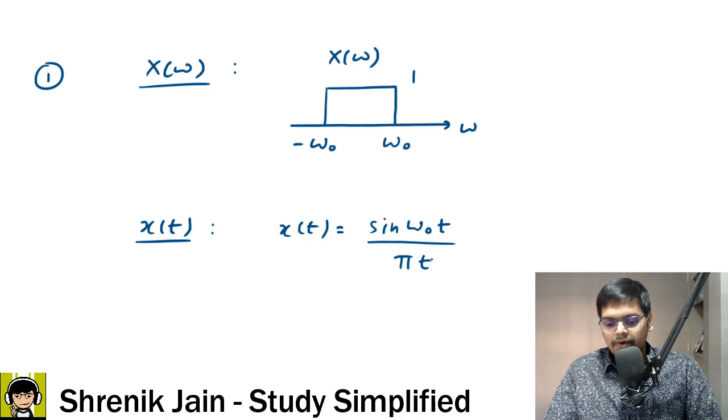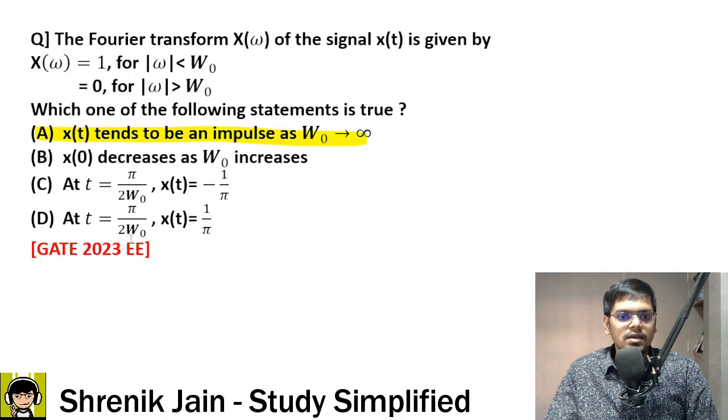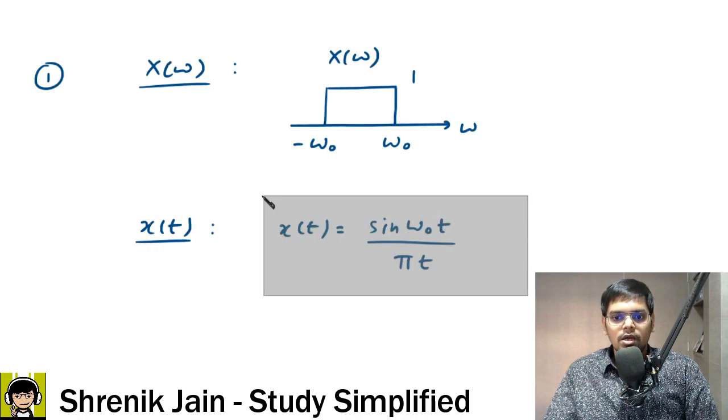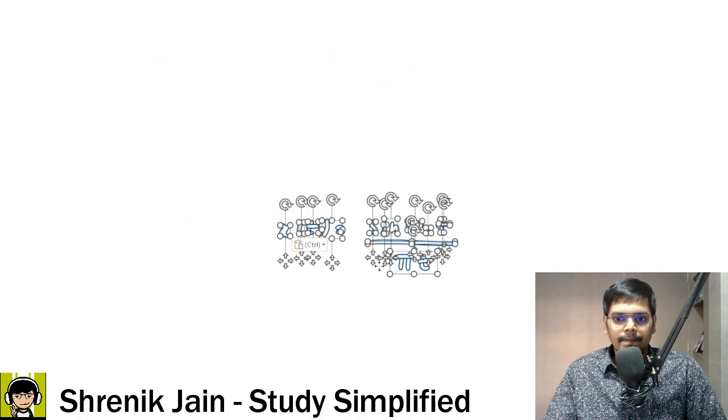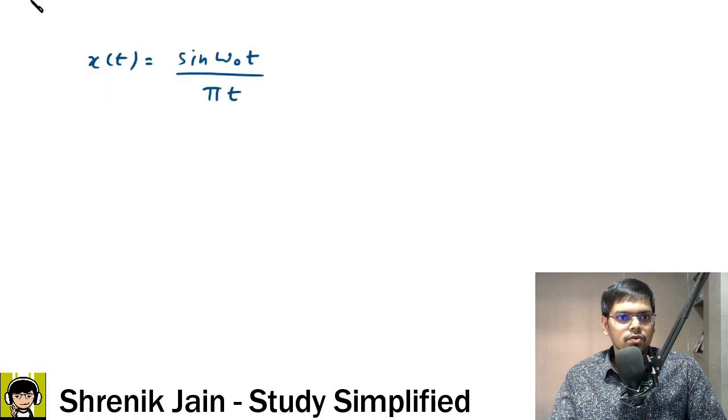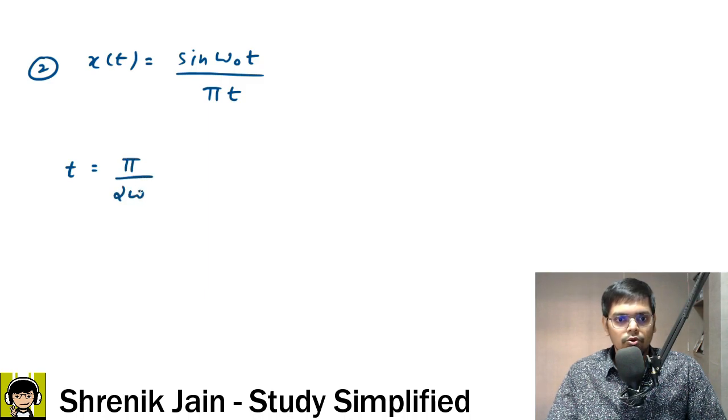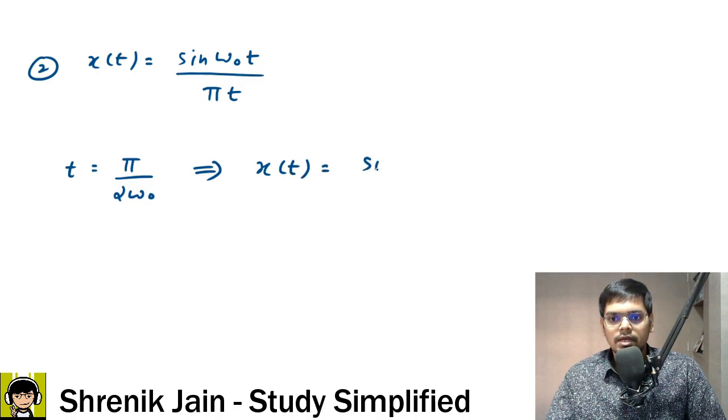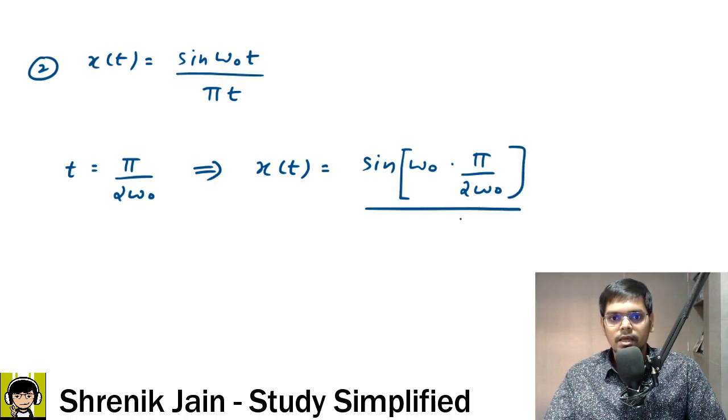Now the second step is they were asking us the value of this function x of t at t is equal to pi by 2 omega naught. Copy this to the next slide and then substitute t is equal to pi by 2 omega naught. If I do that, then x of t is now sine of omega naught into, check it out, t is replaced as pi by 2 omega naught, the whole divided by pi into, again we have a t, so t is replaced by pi by 2 omega naught.